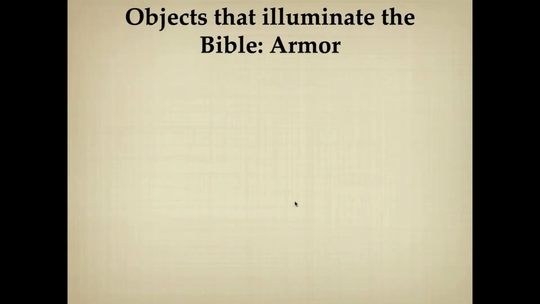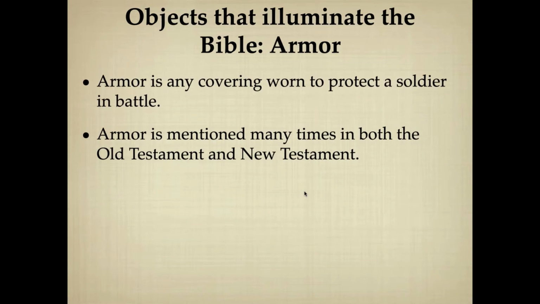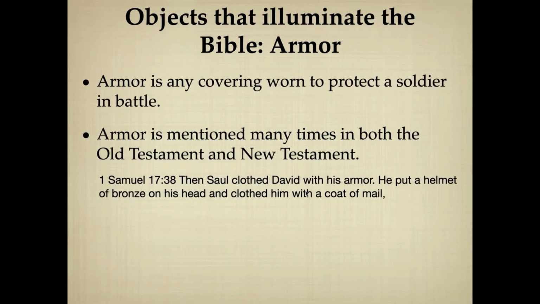Now let's look at one more topic, and then we'll go to the other categories, is armor. Armor is any covering worn to protect the soldier in battle. And armor is mentioned many times in both the Old Testament and New Testament. For example, in 1 Samuel 17:38, Saul clothed David with his armor, and it even mentions the specific pieces of armor, helmet and coat of mail and so forth. David, by the way, as you know from the story, refused it afterwards and just came to Goliath with his sling. But here it actually mentions armor.